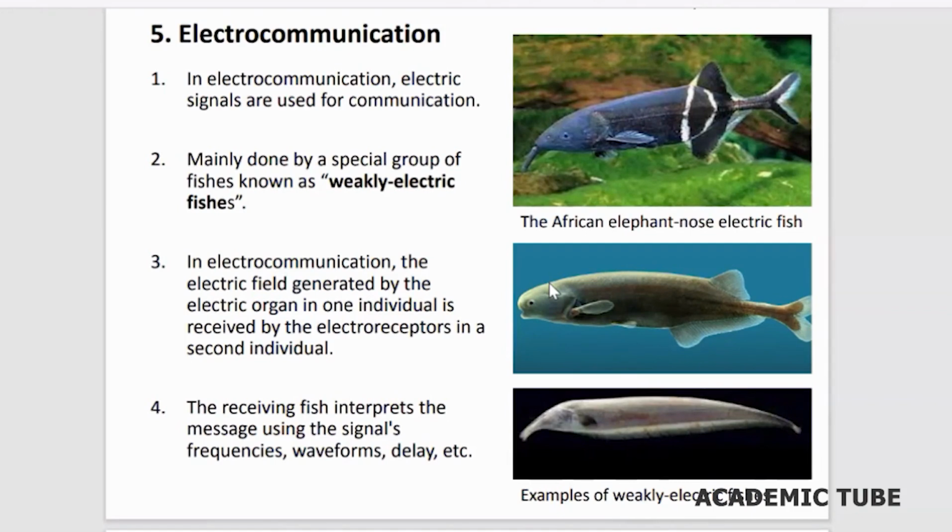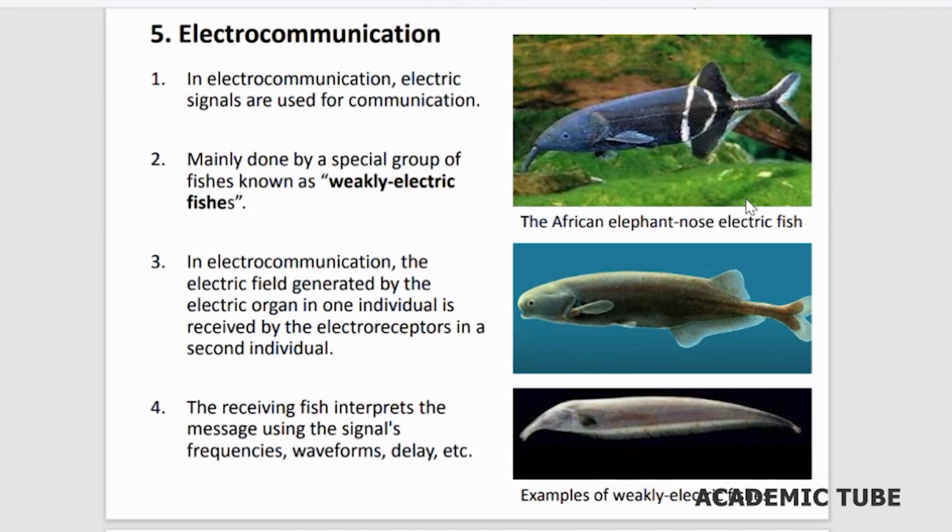Now, the electric eels, rays, as well as these fishes are commonly known as the electric fishes because they produce electricity. But some of them produce weak electric fields, so they are known as the weakly electric fishes, and the others produce a strong electric field, therefore they are known as the strongly electric fishes. Now, the question is, why do they produce an electric field?